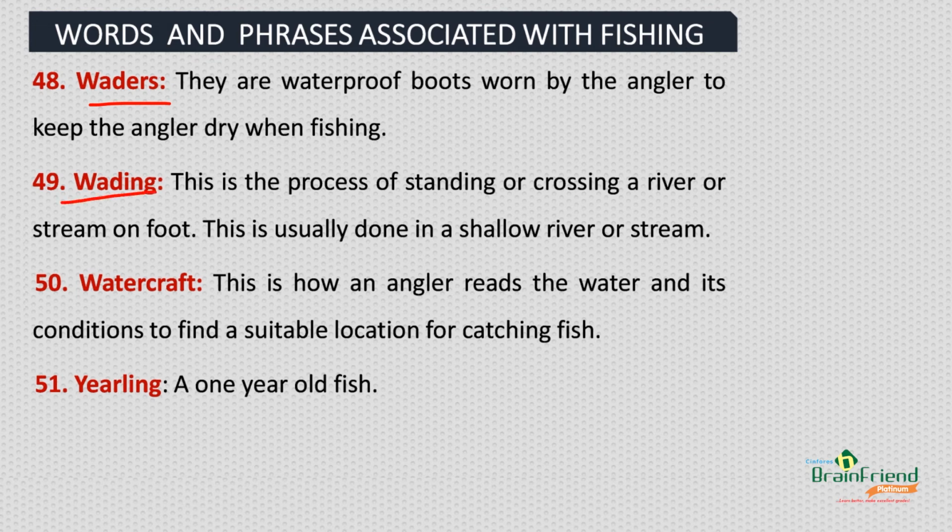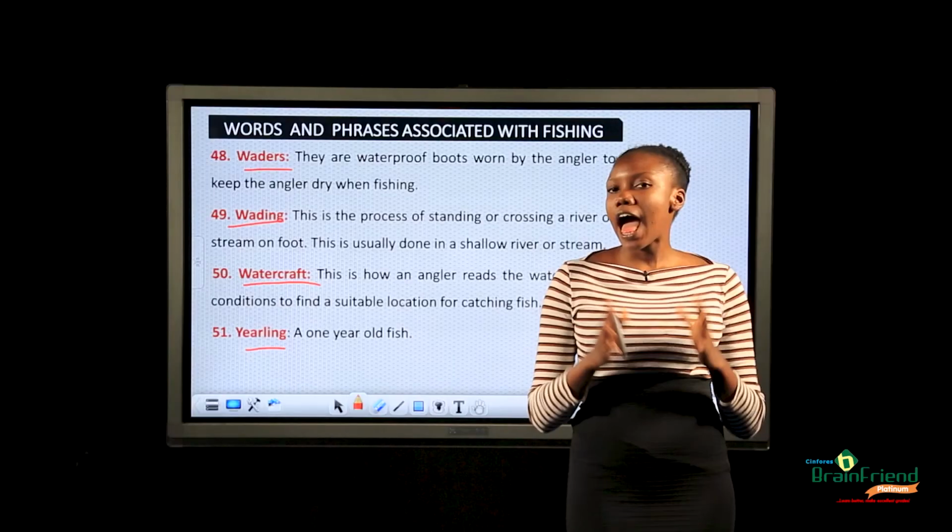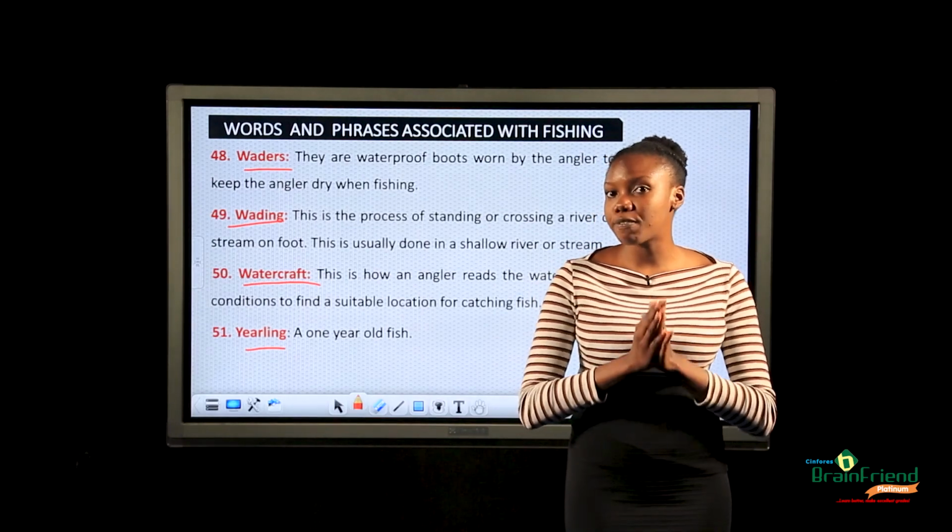Next, we have wading. Wading is a process of standing or crossing a river or stream on foot. This is usually done in a shallow river or stream. Remember I explained that waders are waterproof boots worn by an angler or a fisherman or a fisherwoman. Next, we have watercraft. Watercraft is when the angler reads the water and its conditions to find a suitable location for fishing. And lastly, we have yearling. A yearling is a 1-year-old fish. I'm sure with this you have learned new words in fishing.